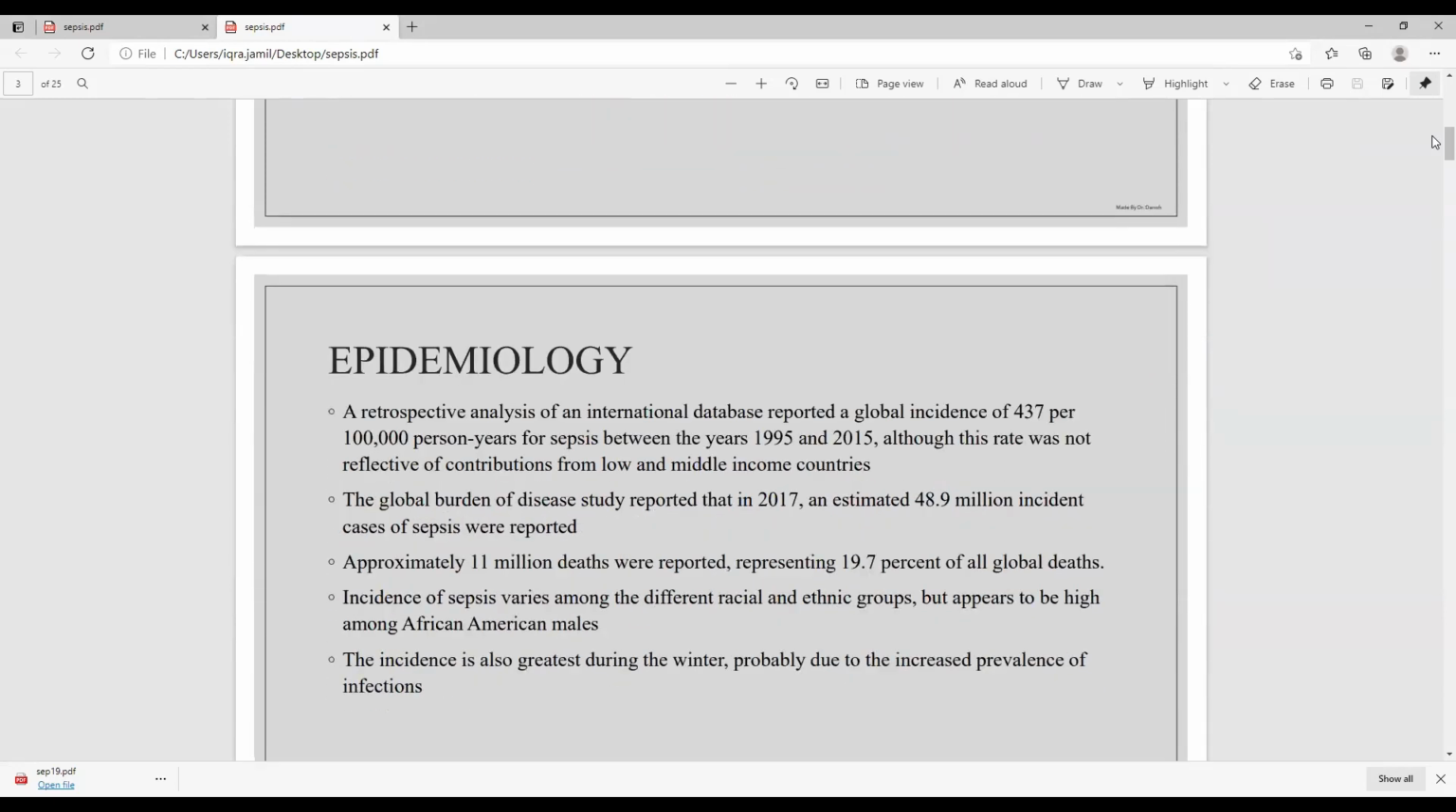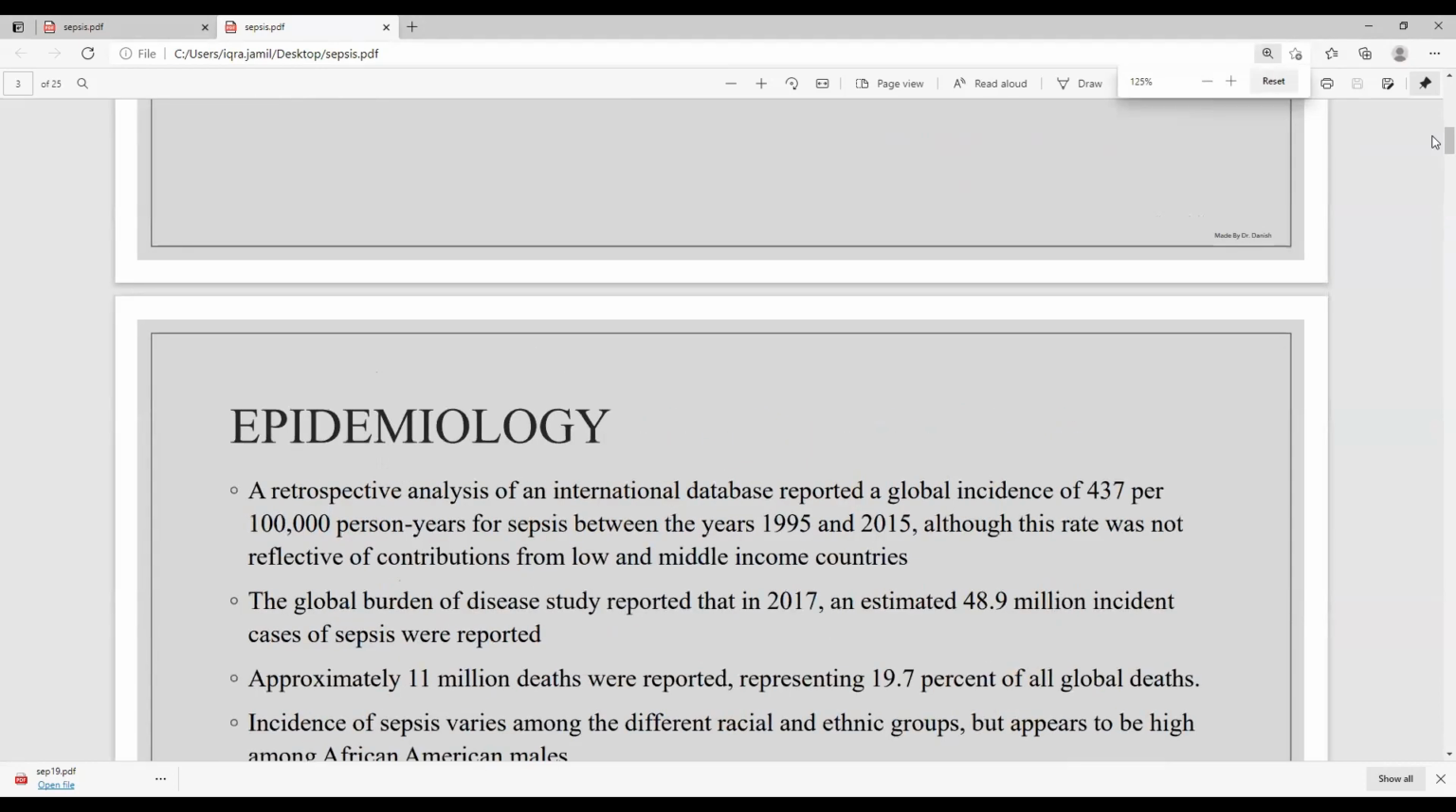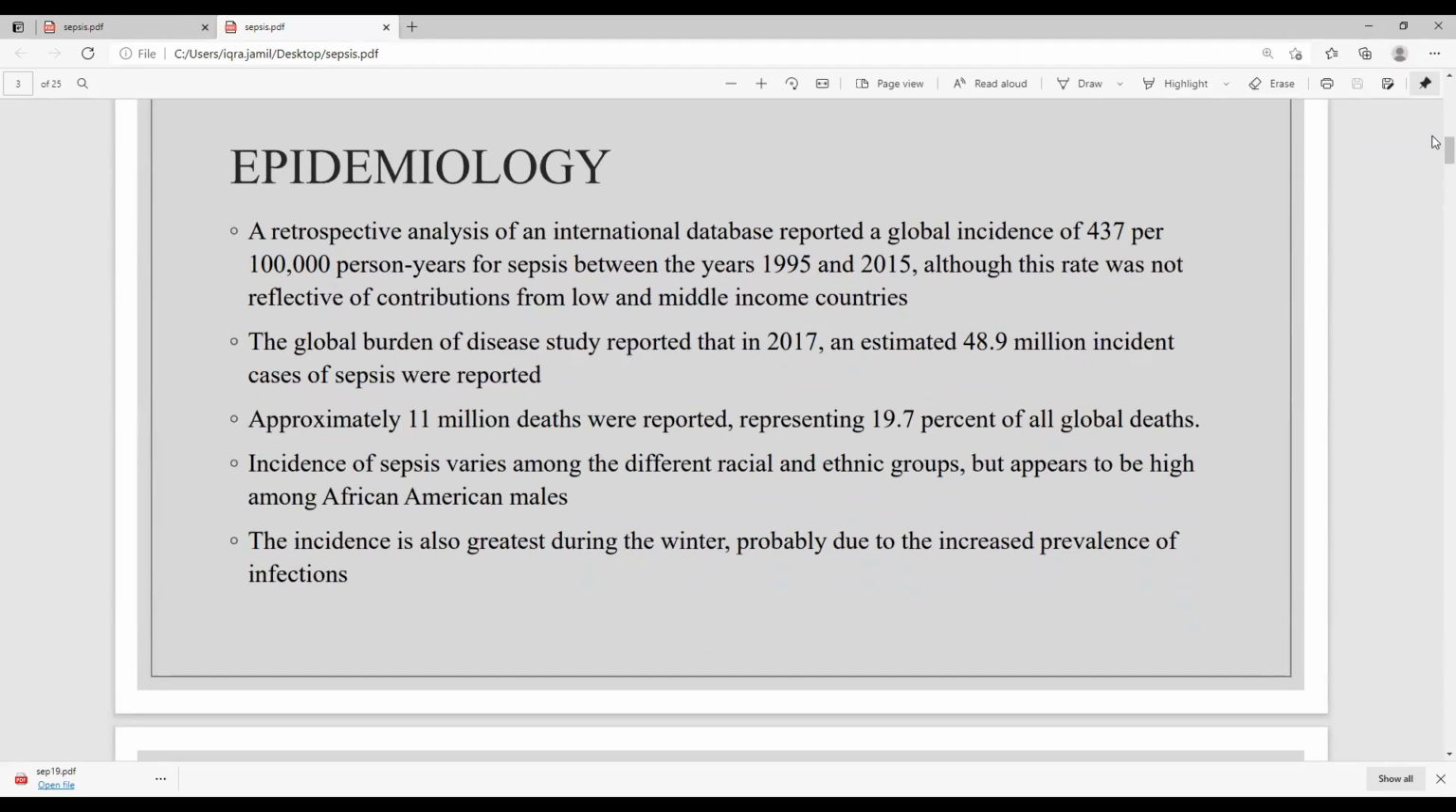A retrospective analysis of an international database reported a global incidence of 437 per 100,000 person-years from 1995 to 2015, although this rate was not reflective of the contribution from low and middle income countries. In 2017, 48.9 million incident cases of sepsis were reported. Approximately 11 million deaths were reported, 19.7% of all global deaths due to sepsis.